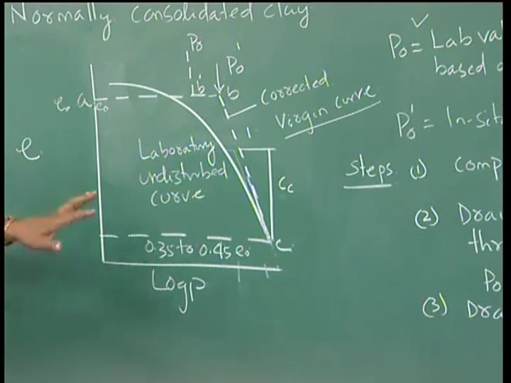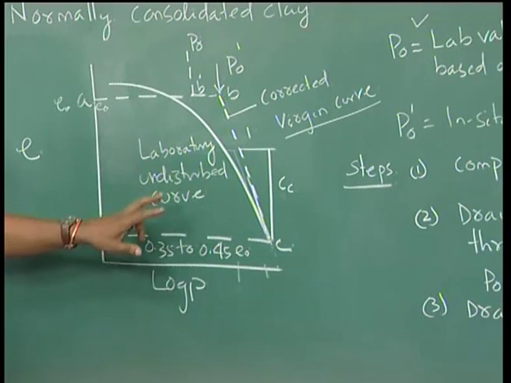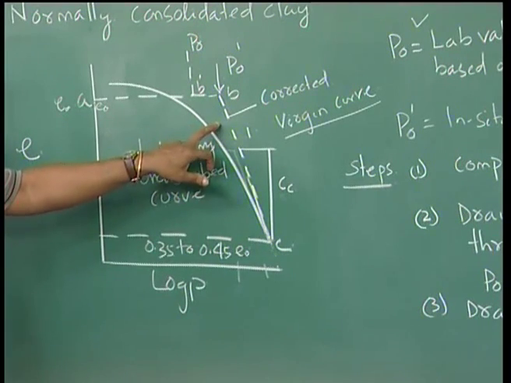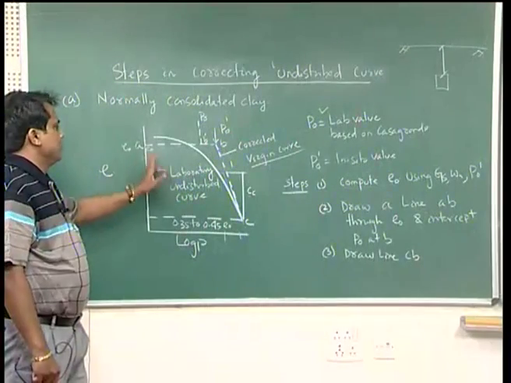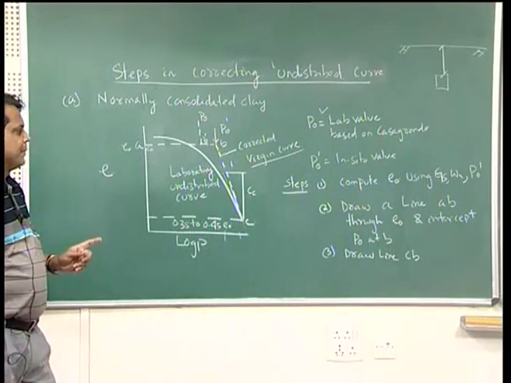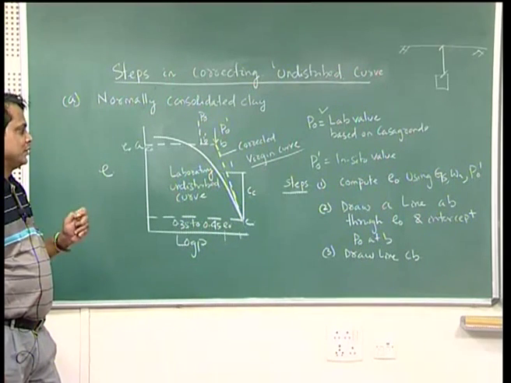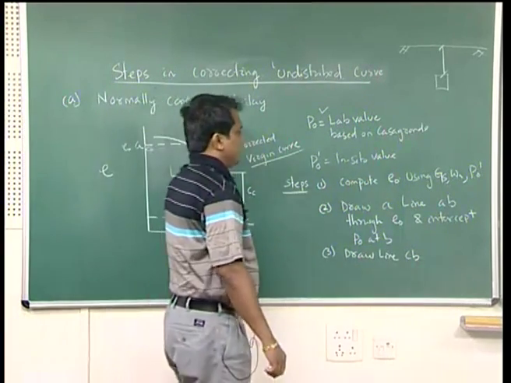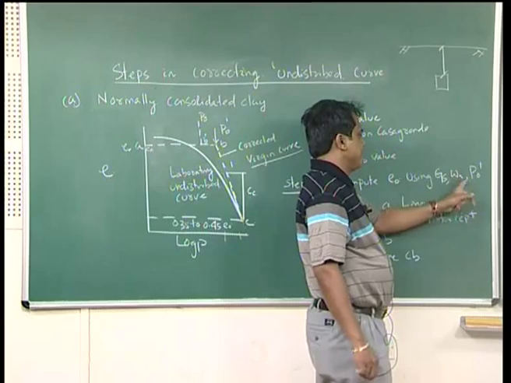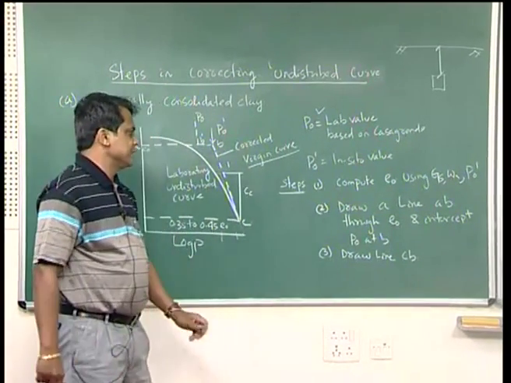So be careful: once you get the laboratory curve, the corrections for normally consolidated clay are required. The steps are like this. Once again I am repeating: first calculate e0, the initial void ratio, using G, Wn and P0 prime. Wn is your natural moisture content, whatever you get in the field conditions.